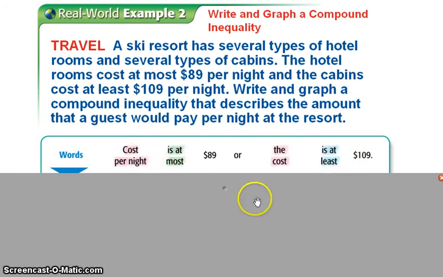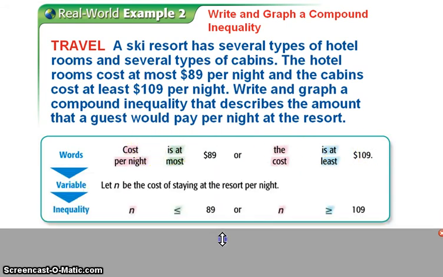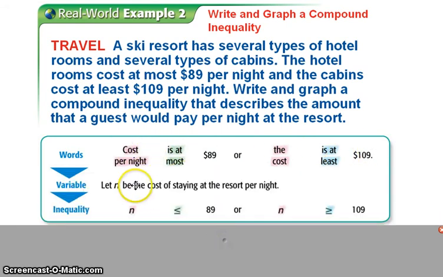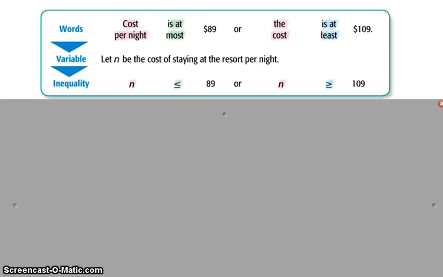So let's change those words into math. The cost per night will represent N. At most is less than or equal to 89, and at least is greater than or equal to 109. So here are your two inequalities, and it is a compound inequality. It's an "or" statement. It's one or the other.